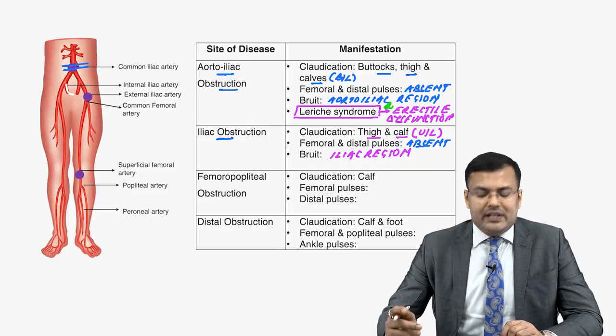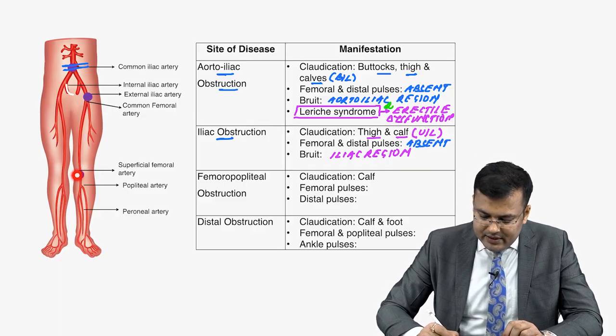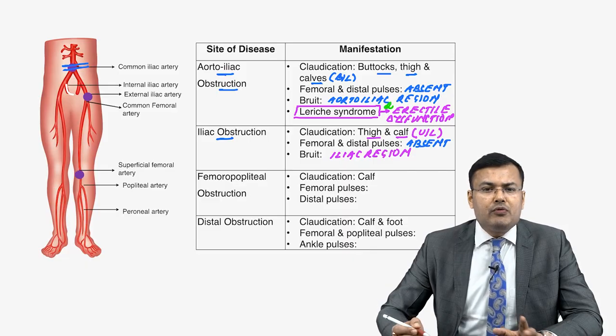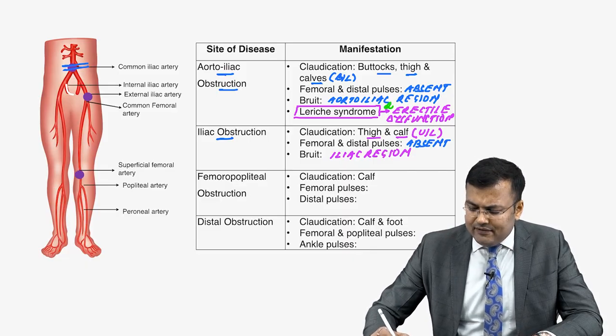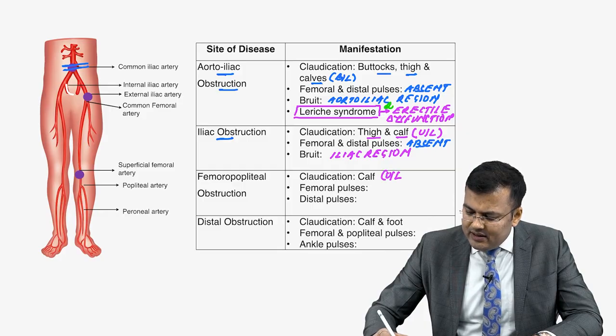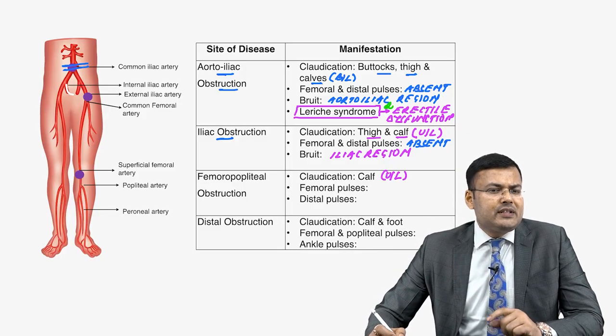Third, if the patient is having femoropopliteal obstruction, you can see there is femoropopliteal obstruction. So where is the claudication? Obviously in the calf, again it's unilateral, meaning in the affected limb only. Femoral pulses here.